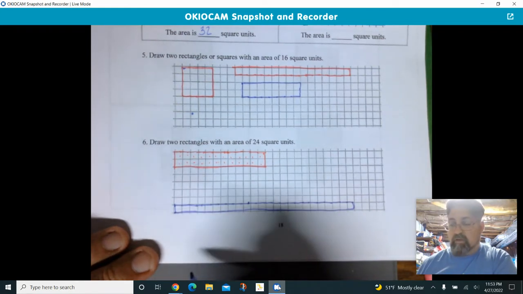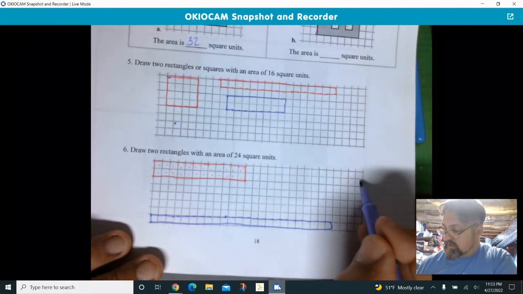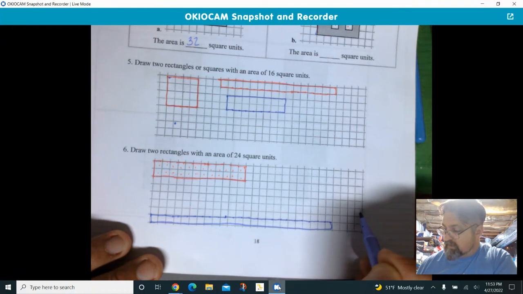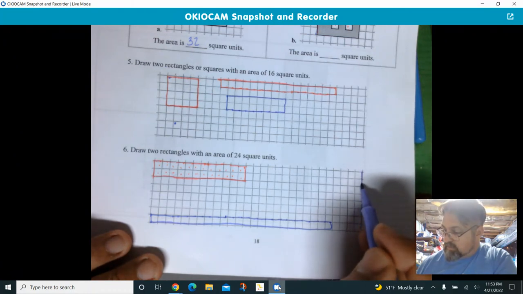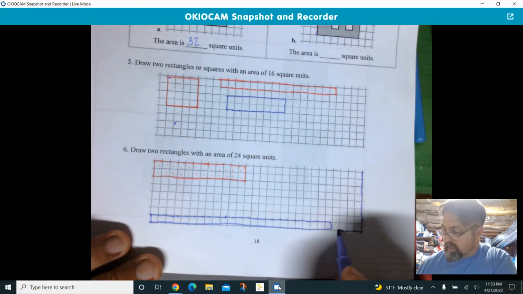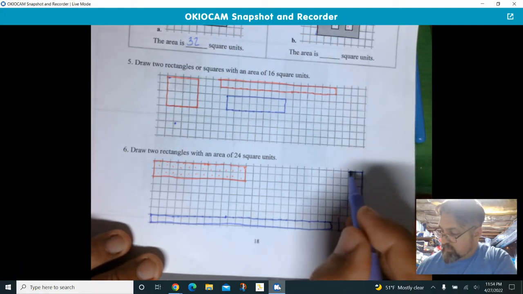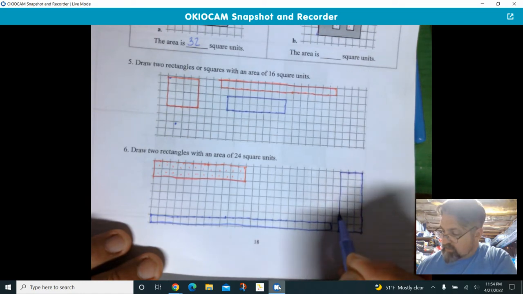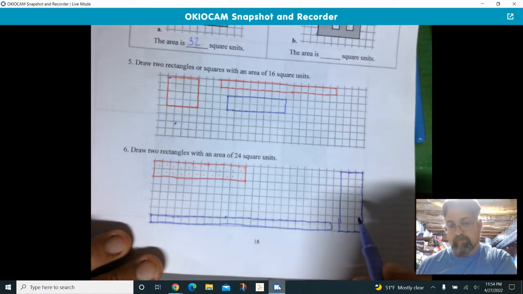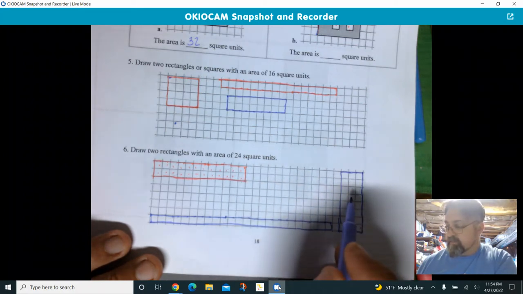That's a rectangle, a square. Let's start with an area of 24 square units. How tall is this? 1, 2, 3, 4, 5, 6, 7, 8. Well, guess what? 1, 2, 3, 4, 5, 6, 7, 8 times 1, 2, 3. 8 times 3 is 24. So we have 1 times 24, 2 times 12, 3 times 8.